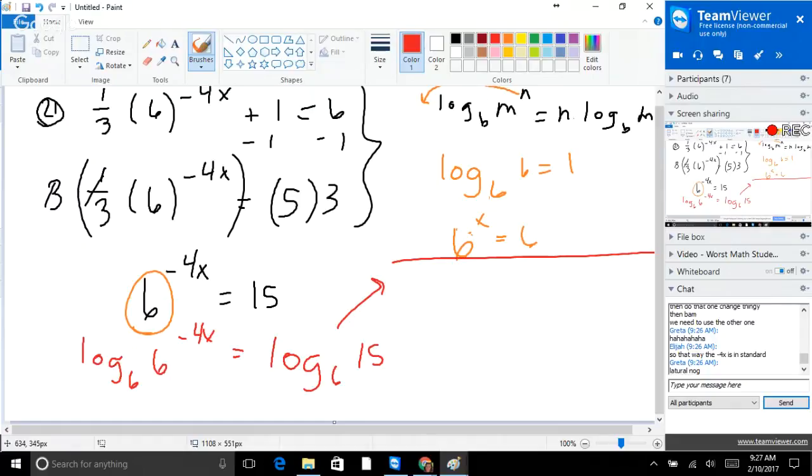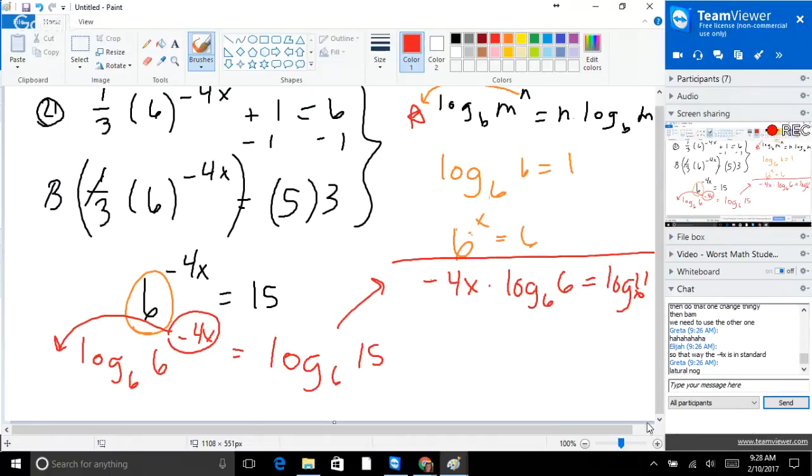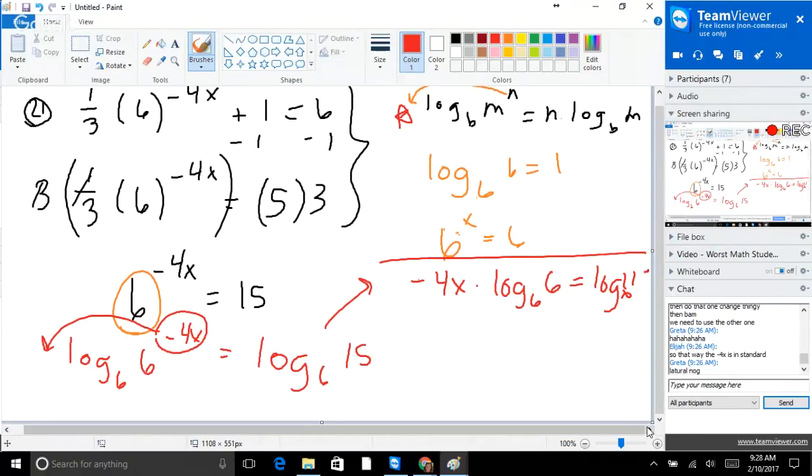First I'm going to use my power property rule, right? I get to take this exponent up here and move it to the front to multiply. So I've got negative 4x times log base 6 of 6 equals the log base 6 of 15. It's getting really messy, sorry. It's supposed to be a 6. Okay, what did we just say the log base 6 of 6 is, though?